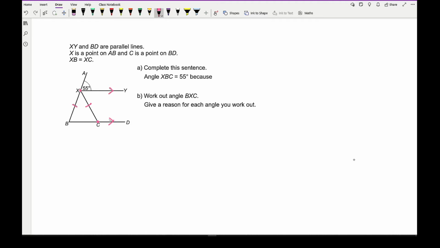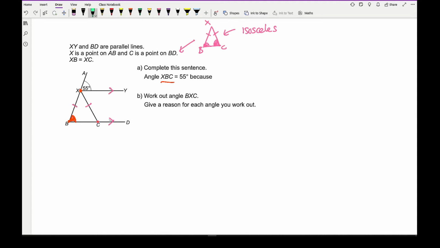Now that information therefore implies that the triangle I can see between B, C and X is an isosceles triangle. And what's special about an isosceles triangle is not only 2 sides are the same, but these 2 angles at the bottom will also be the same as well. So the question is saying complete the sentence, angle XBC is equal to 55 degrees. Let's first of all mark what angle XBC actually is. Well, that's the angle X to B to C. So what they're saying is explain why this angle is 55 degrees.